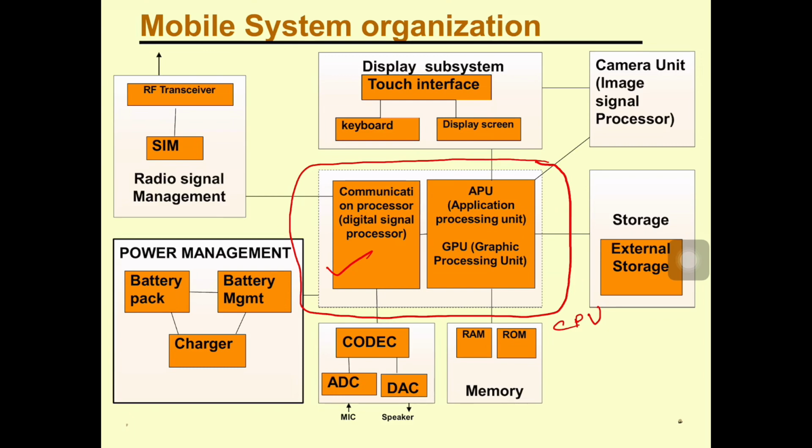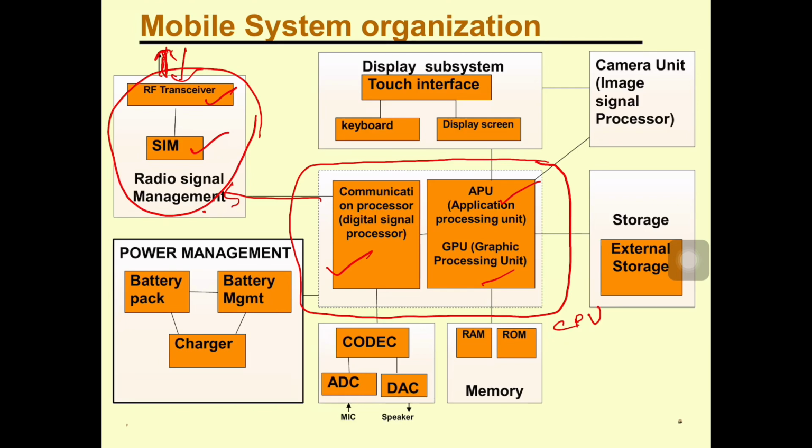For communication, it needs radio signal management. Radio signal management is the unit which contains the radio frequency transceiver and SIM card. The radio frequency transceiver is the port which sends signals to the outside and receives signals from the outside. Now the second part of the CPU of the mobile system organization is the APU, or application processing unit, as well as the GPU, which is the graphical processing unit.